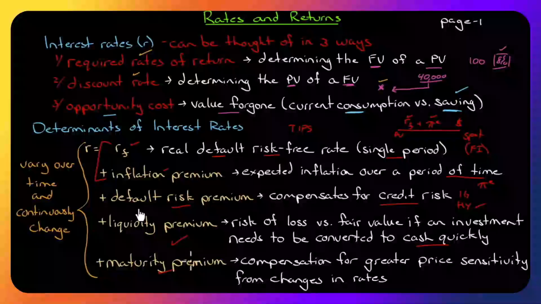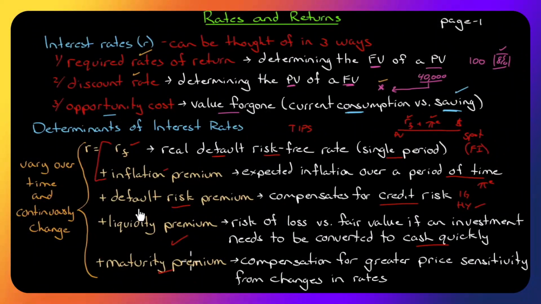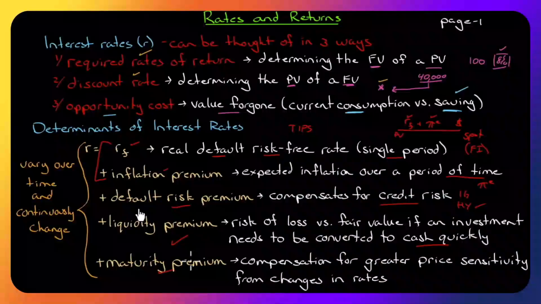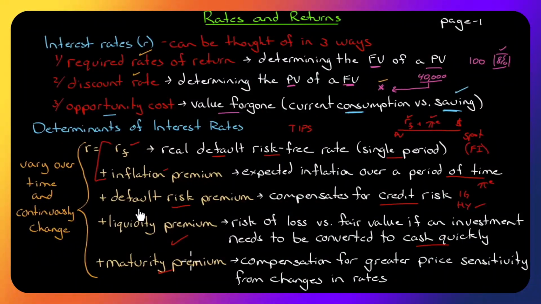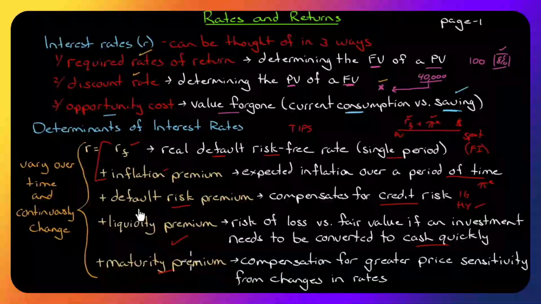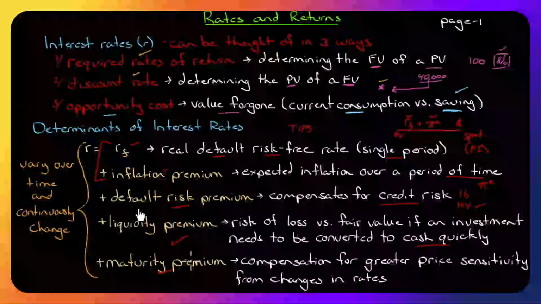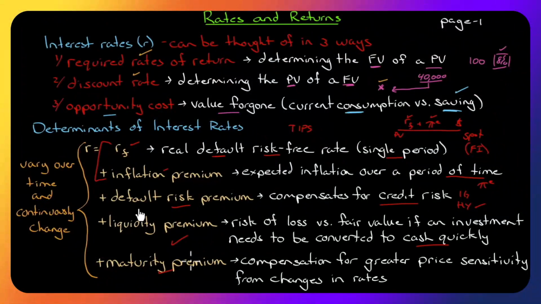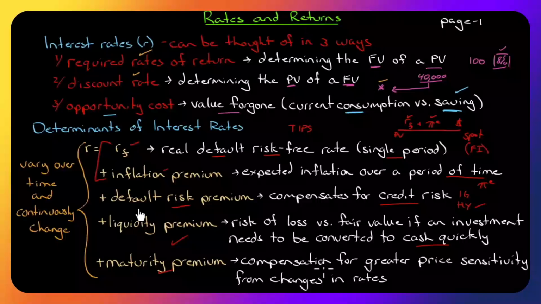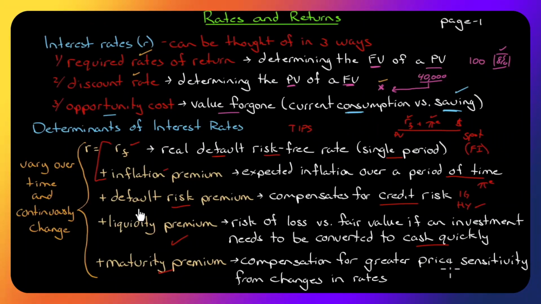And then there's a maturity premium. If I lend you money for 1 day, it is not as risky as if I lend you money for 2 years, because over 2 years, all sorts of things can happen to you. But over the next day, your credit risk isn't going to change that much. But over 2 years, it can change quite a bit. So there's a maturity premium. Compensation for greater price sensitivity for changes in rates.